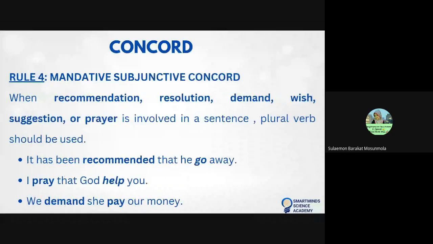The next rule is the mandative subjunctive concord. When we say mandative subjunctive concord, it is the rule that talks about recommendation, demand, wish, prayer, suggestion, or resolution. When you have any of these involved in a sentence, then you should use a plural verb. That is why you have May God bless you, not God blesses you. You would have thought that, since God is just singular, not more than one, then we should use a singular verb too, which is blesses. No, this rule says otherwise.